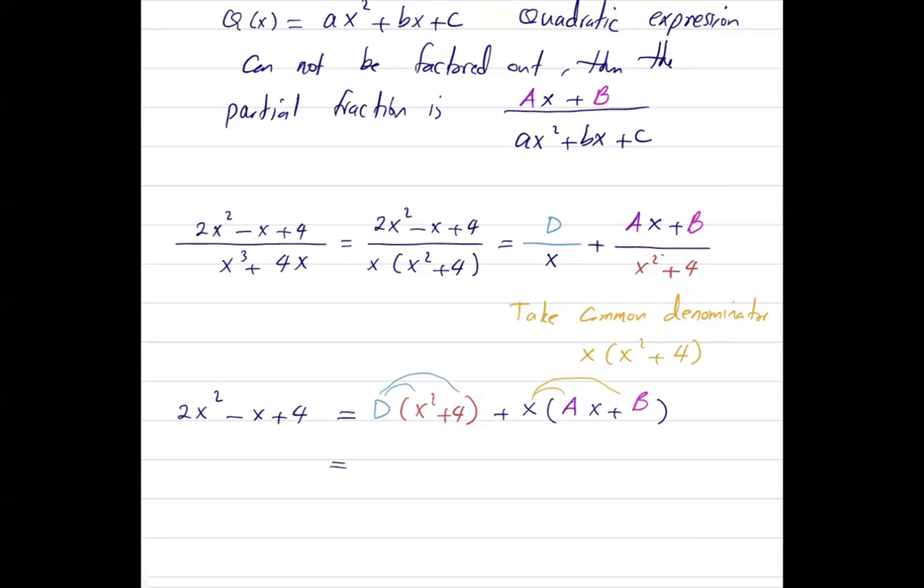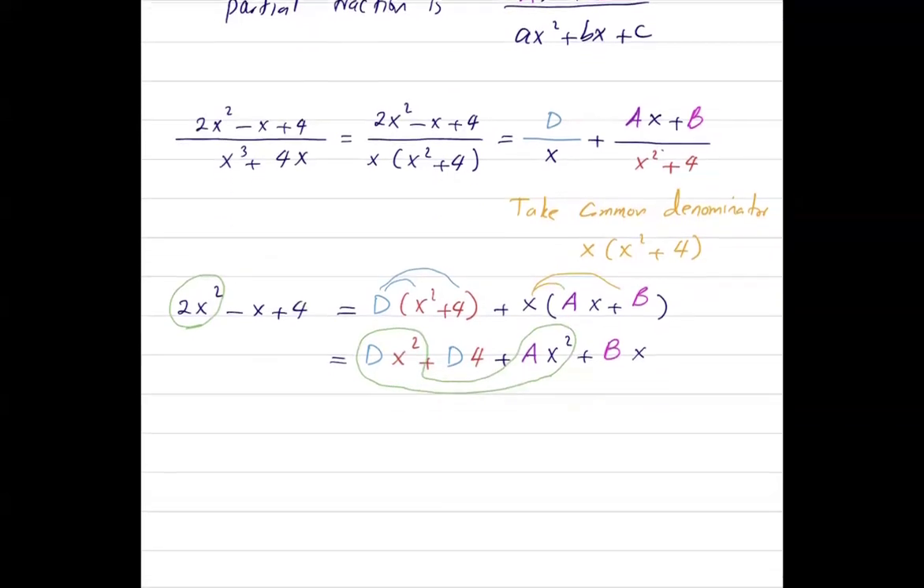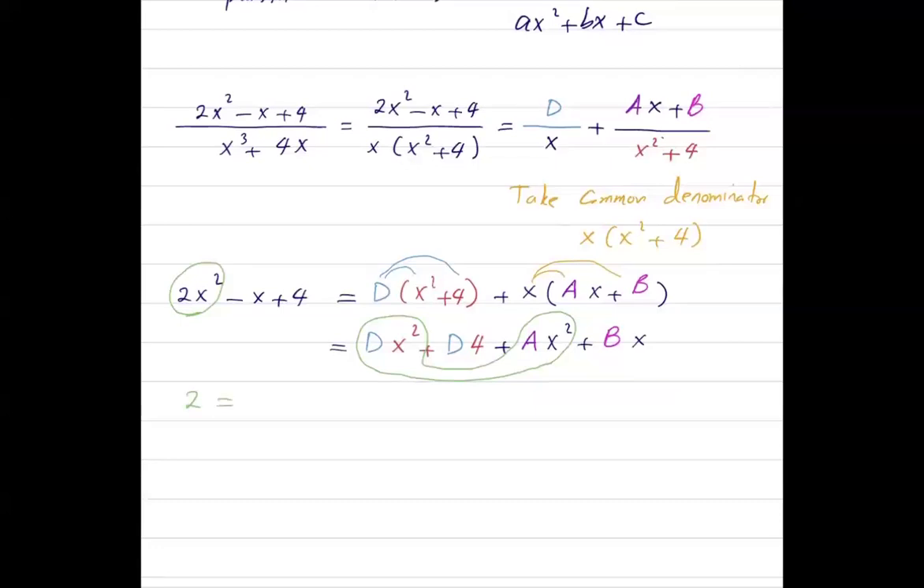This is equal to dx squared plus 4d plus ax squared plus bx. Very good. So you only have one linear term and one constant, and you have two quadratic terms. The quadratic term on the left-hand side is 2x squared. The quadratic terms on the right-hand side are dx squared and ax squared. What's the meaning of that? It means that 2 must be equal to d plus a. So far, so good.